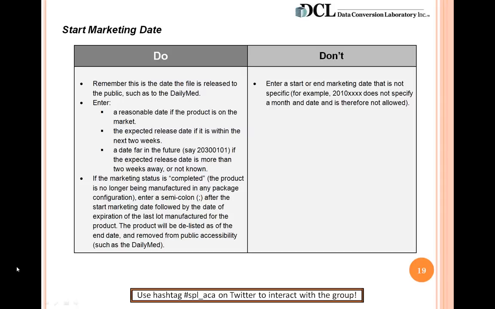So enter a reasonable date if the product is on the market. They're not researching to see if it's really the exact date. Our recommendation is, if you know for sure, if you're within 2 weeks of releasing a product and you know for sure that's the date, put that date in to get it listed and be made public within 2 weeks. If it's 6 months from now, put a date far in the future, 2030, let's say.